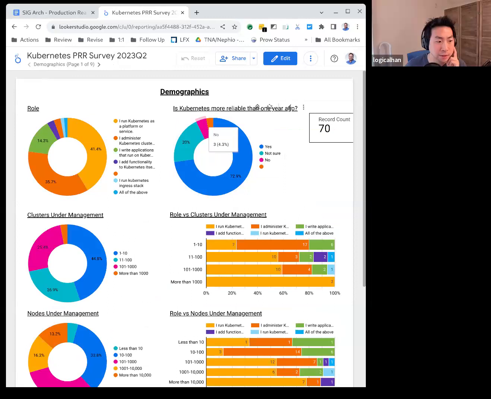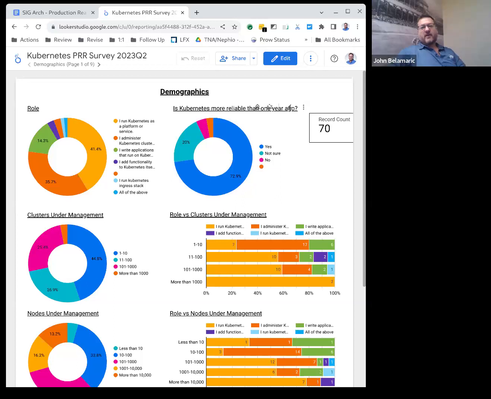But in any case, can we ask additional questions in the future? I would love to know if people run into issues with upgrades, for instance. Like, how many issues have you run into with upgrades in the last year? Would be a great question, right? Because steady state Kubernetes is one thing, day 2 operations is another, right? I think that's a great point.